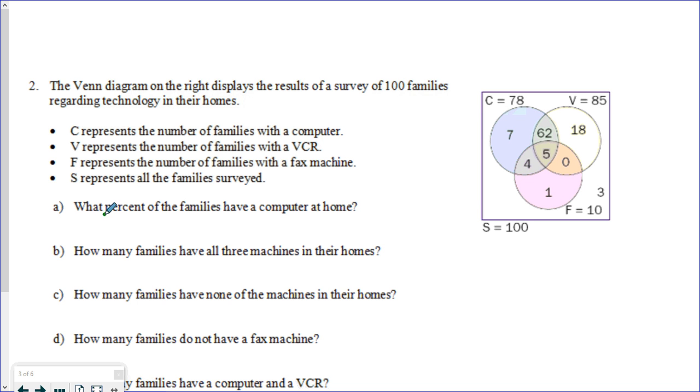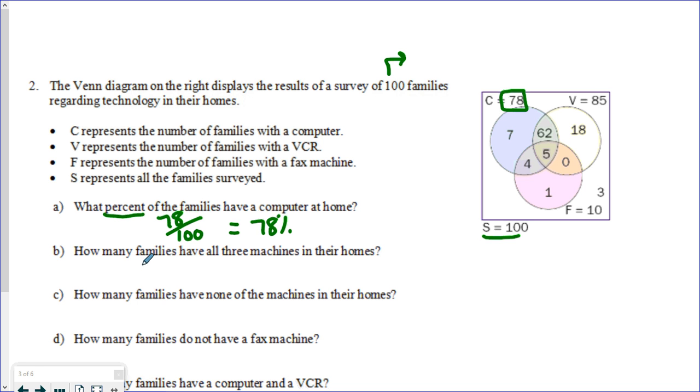What percent of the families have a computer at home? We have 100 families surveyed. That's again all of the families there. So out of 100, how many families have a computer at home? It's too bad, because it tells us right here. But if it didn't say C equals 78, we could add up 62 plus 7 plus 5 plus 4. That would get us to 78. So that's 78% of families have computers at home.